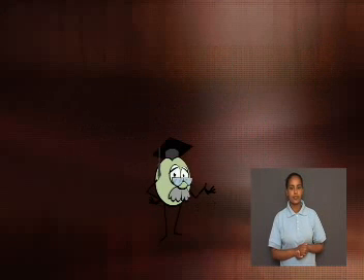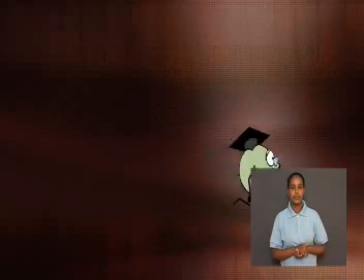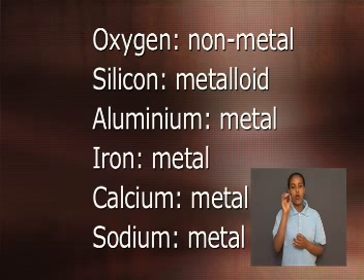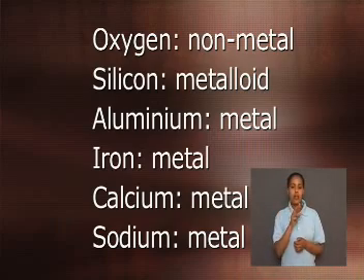Time's up. Let's get back to our lesson. Hello again, students. Were you able to remember which elements are the most abundant in the Earth's crust? If you said oxygen, silicon, aluminium, iron, calcium, and sodium, great job. Those are correct. Oxygen is a non-metal. Silicon is a metalloid, and the others are metals.